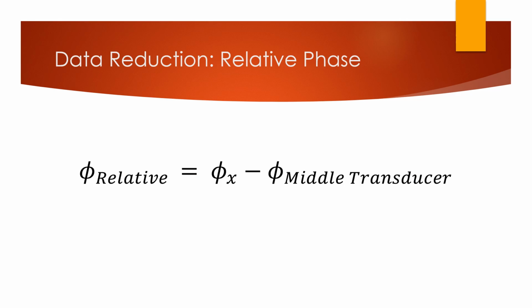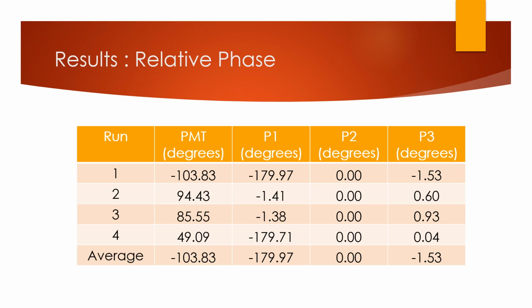Finally, relative phase of the pressure was calculated by subtracting the associated phase of the chosen relative signal from the associated phase of the signal that was being characterized. Here, the middle transducer is the relative signal. The relative phase of the transducers in PMT are shown.